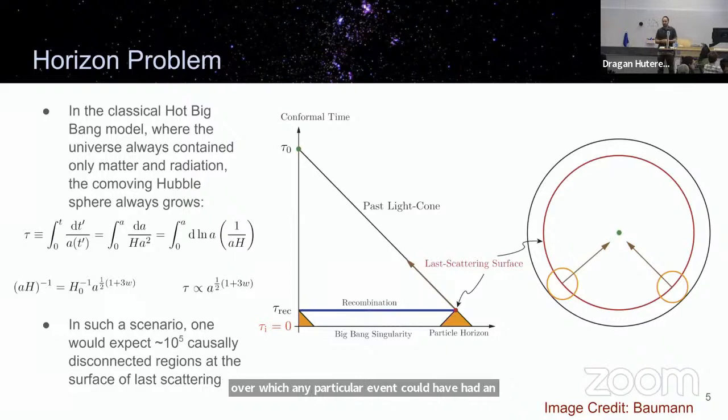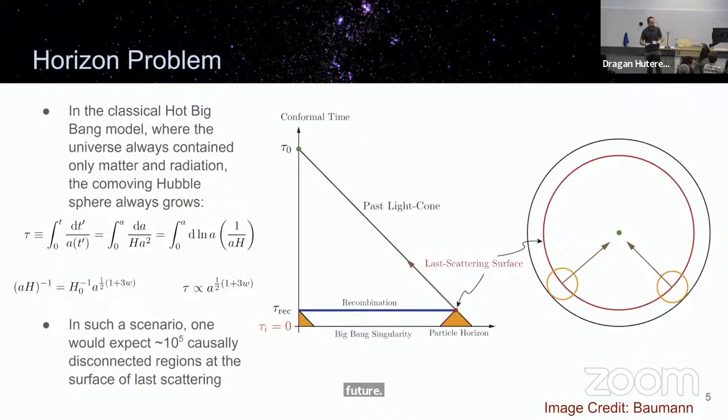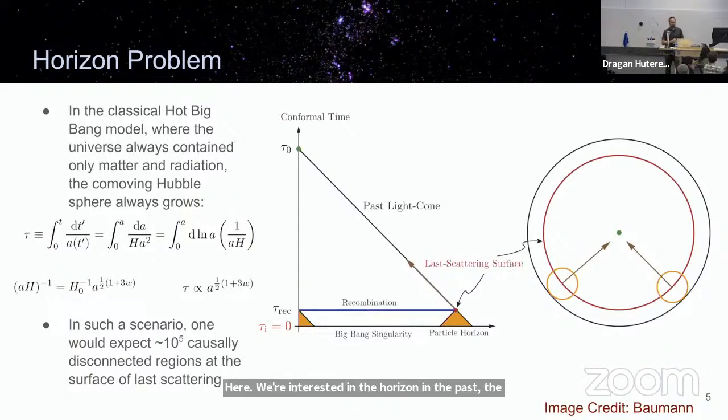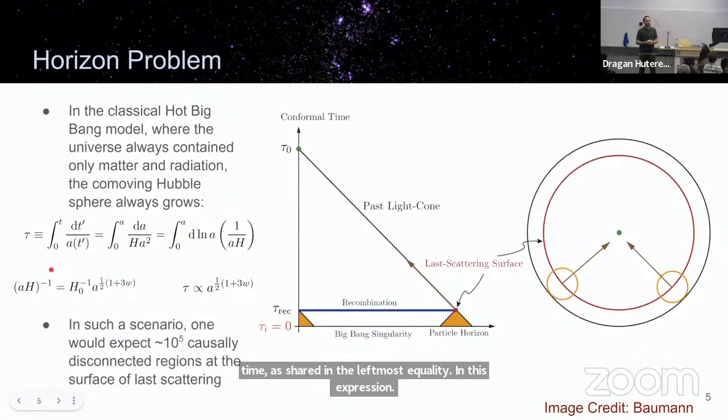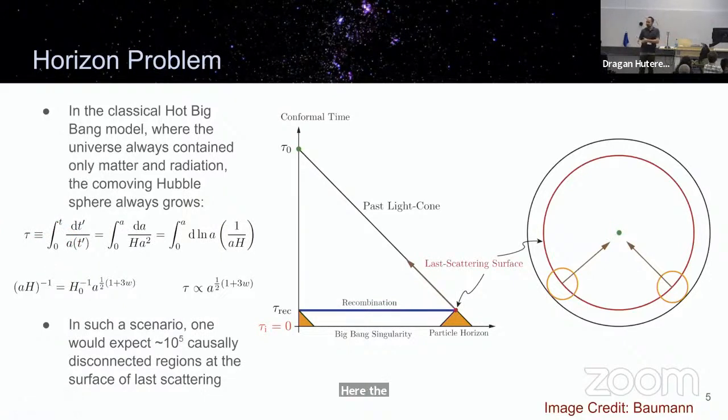Here we're interested in the horizon in the past, the greatest distance over which things could have influenced a particular event in the history of the universe. It's very convenient when talking about causality, what things could have influenced one another, to draw these so-called conformal diagrams. There's an example of a conformal diagram here. On the vertical axis is conformal time, and the horizontal axis is conformal distance. Conformal time is related to ordinary cosmic time, as shown in the leftmost equality in this expression here. The convenience of conformal time is that photons, which travel on null geodesics, make 45-degree angles on conformal diagrams.